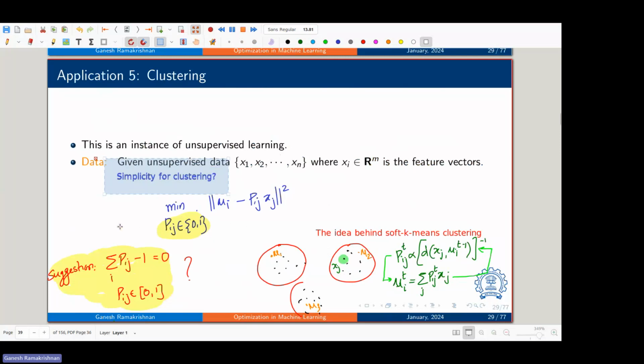One notion of simplicity is that each cluster has some mean ui. Each data point j belongs to one of those clusters. Pij is 0, 1. It's a membership.